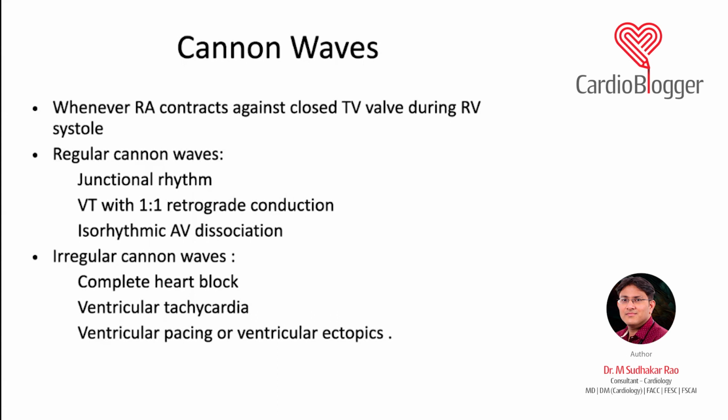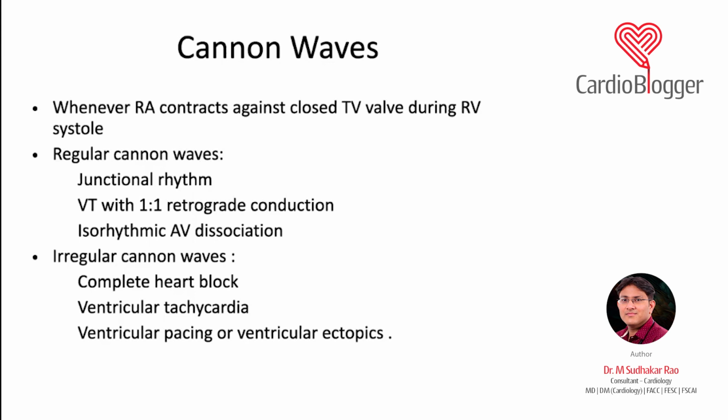A regular Cannon wave with bradycardia is due to a junctional rhythm, and a regular Cannon wave with tachycardia is due to ventricular tachycardia without AV dissociation, or with AV association. What is AV dissociation? You get more V waves compared with P waves. So that is what is known as AV dissociation. If there is 1-to-1 conduction in a VT, you get a regular tachy Cannon wave.